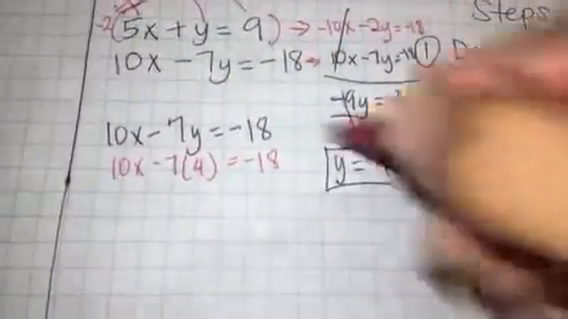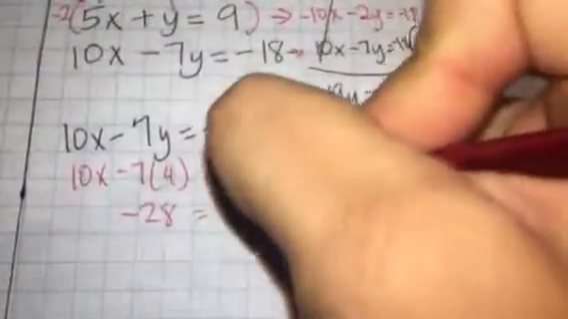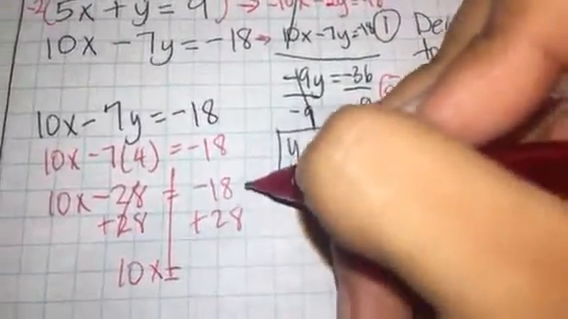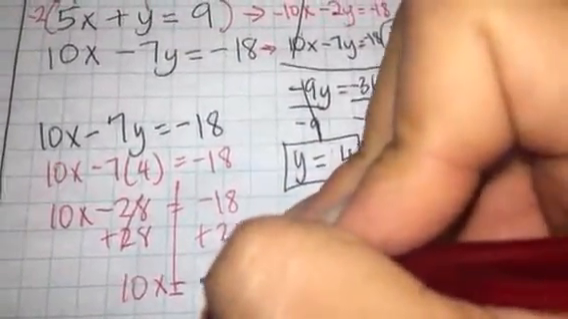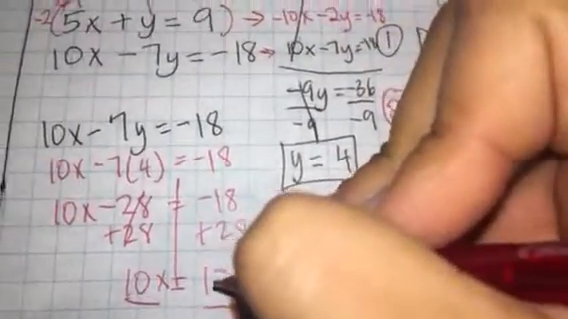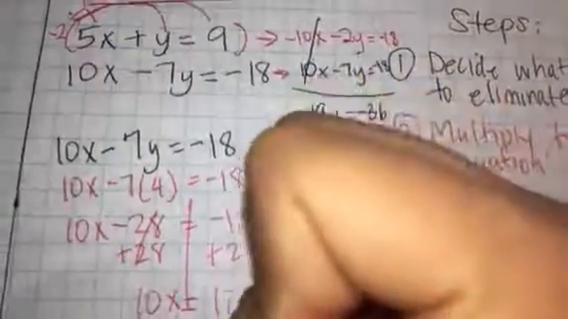And now I have negative 28 equals negative 18 and 10x here. I'm going to draw my wall. Remember, you're trying to leave this by itself, so I'm going to do plus 28, and that's going to cancel. Combine like terms. 10x is equal to 10. Divide by 10, and x is equal to 1.